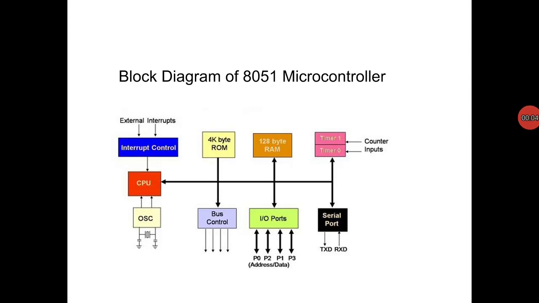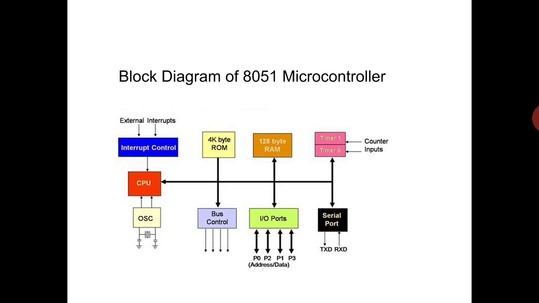In the last lecture, we discussed the difference between microcontroller and microprocessor, and an introduction to the microcontroller. Now, the next topic is the block diagram of 8051. This is the block diagram of 8051, which contains CPU, 4 kilobytes ROM, 128 bytes RAM, timers, serial ports, input output ports, bus control, interrupt control, and oscillator. This is the block diagram or architecture of 8051.